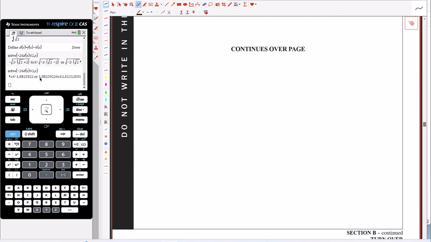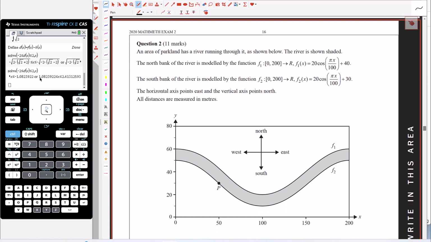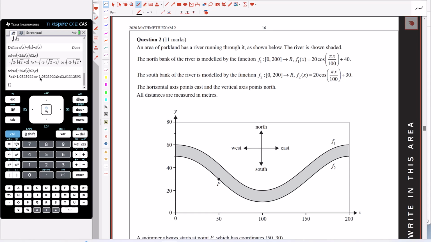Okay, so question 2. An area of parkland has a river running through it as shown below. The river is shown shaded. Okay, sorry, I read it as river shown is shaded, but it's the same thing. The north bank of the river is modelled by the function blah, blah, blah. The south bank of the river is modelled by the function blah, blah, blah. Okay. The horizontal axis points east and the vertical axis points north. All distances are measured in metres.